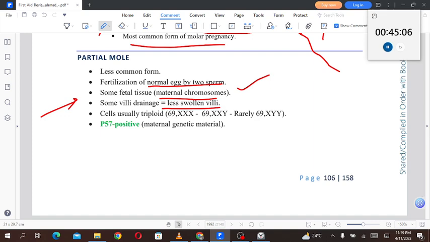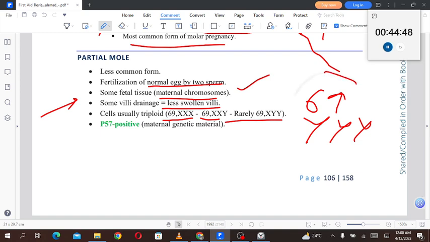Usually triploid like 69XXX, 69XXY, or rarely 69XYY, but they can never be 69YYY because we need at least one X chromosome for survival. The fetus is not surviving anyway, but that combination is not possible at all, because we need at least one X for the viability. P57 will be positive because maternal genetic material is present, and P57 is expressed by the mother.